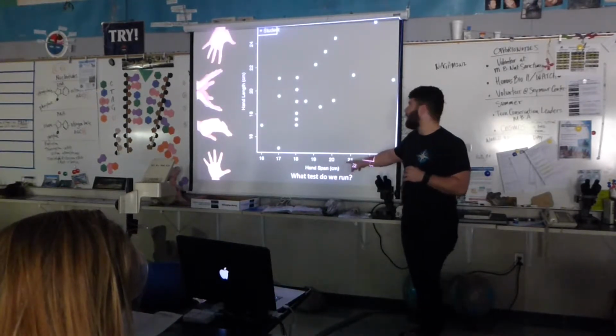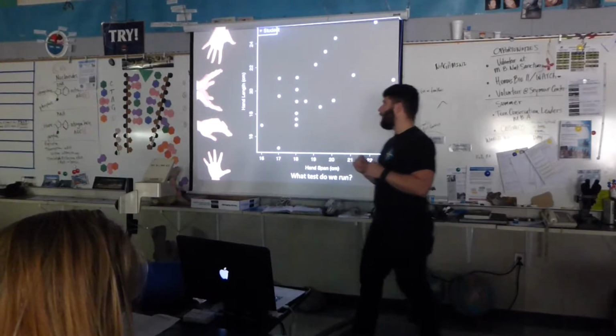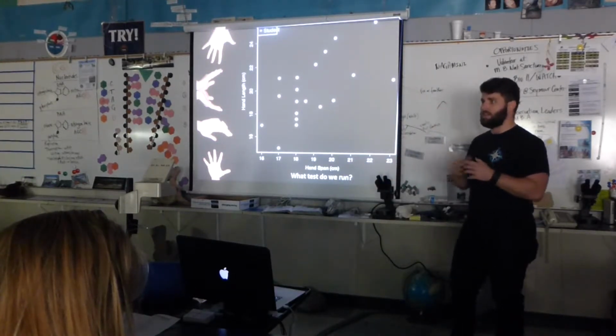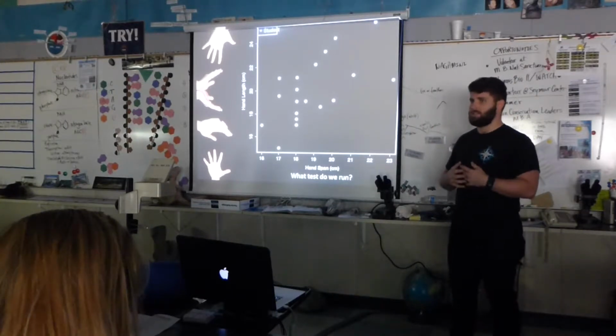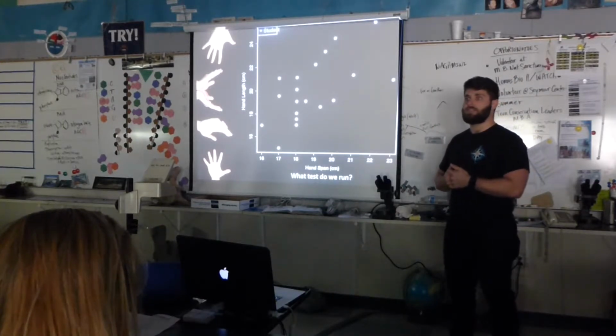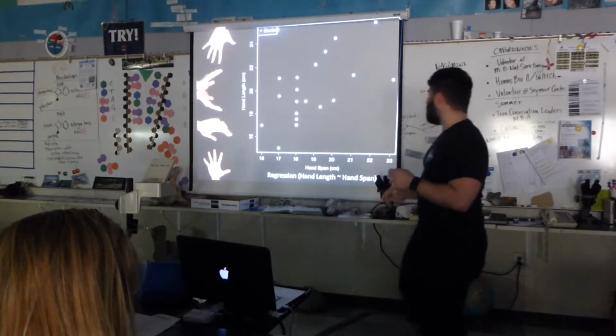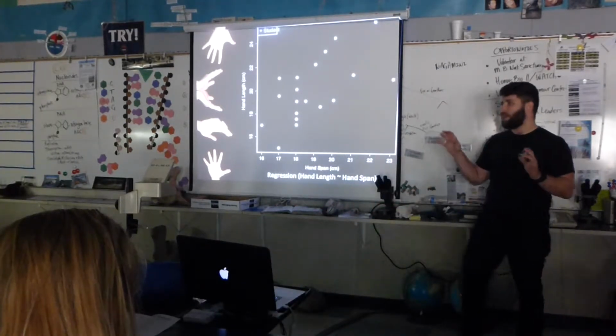Predictor, yes. Okay, and then your response is on the y-axis. And so what test should we run for this type of thing? Look at our measurements, look at our units. Regression? Yes. Good job.